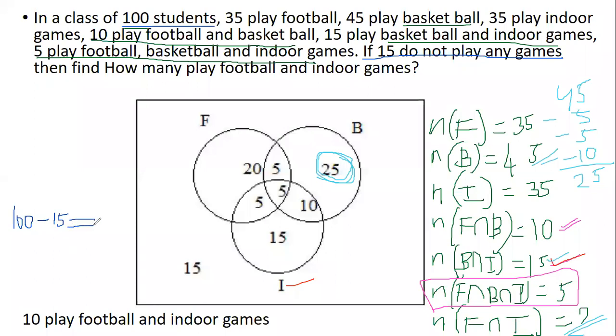If we take out that 15, how much is left with us? 100 minus 15, how much is left with us? 85. So 85 students should be part of one or the other game. 15 students are not part of any game, so we write it outside the set, inside the box. Now the remaining 85 should be part of some game or the other. Clear? Everybody understood this?